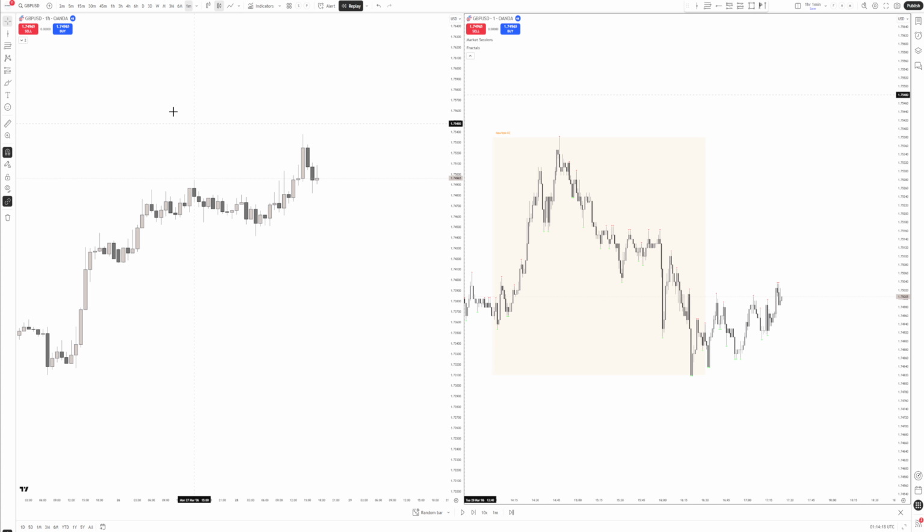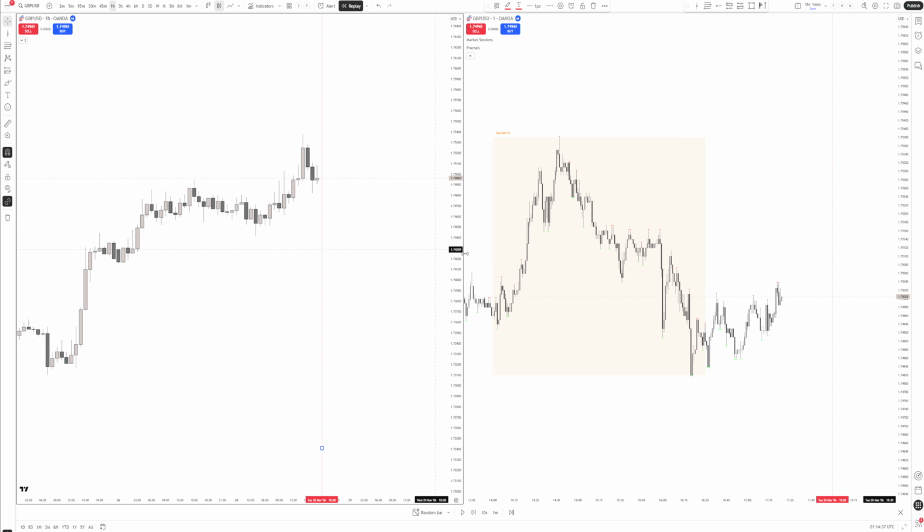But the only issue with this is we've got this inside range price action where we're inside the previous hourly candle, which is this one here. So we could be in a consolidation if price doesn't go down for the next hour. So let's see what happens. Let's wait and see.